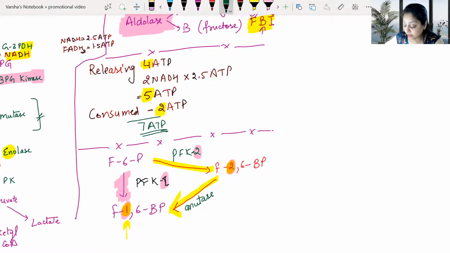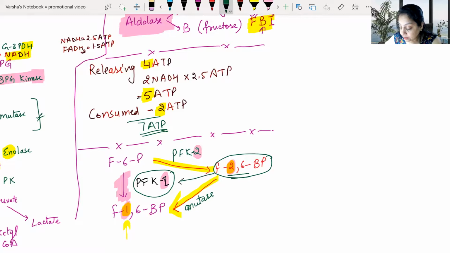Whenever you have a very high concentration, who is going to trigger PFK1 to work? This is an inducible enzyme. Who helps it to work? It gets converted into fructose 2,6-bisphosphate, and this substrate activates PFK1 so that it works. So this is kind of a love triangle here, right?